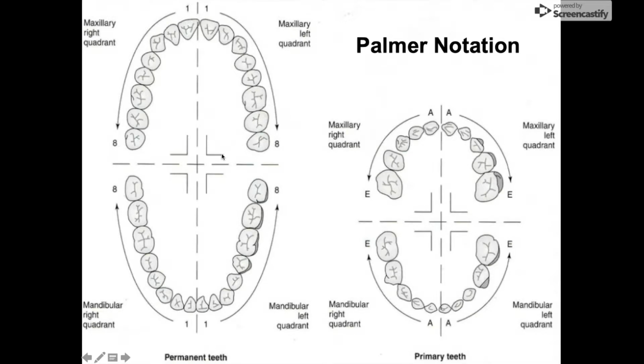We have the brackets, which represent the quadrant of the tooth. So this bracket would represent the left upper quadrant. This bracket here would be the left lower quadrant. This bracket here would be the right lower quadrant, and this bracket here would be the right upper quadrant.